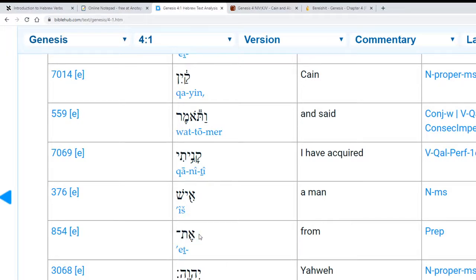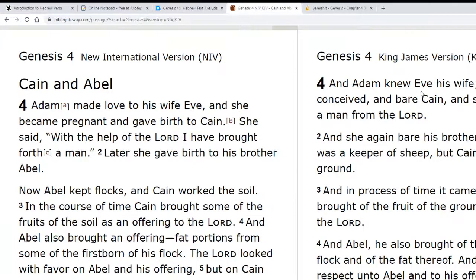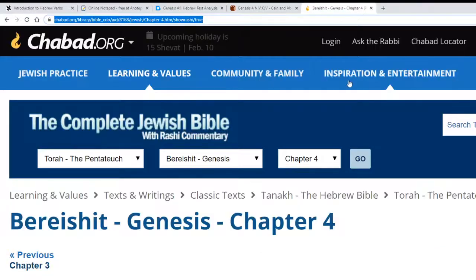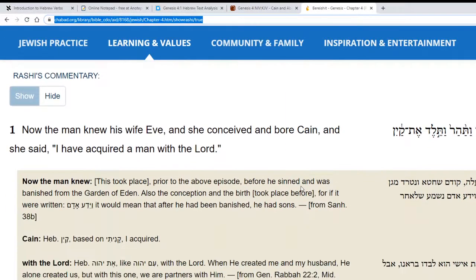Because the direct object marker is sometimes used as "with." Come with me, you can say bo iti, right? Come with me, bo iti. And they're translating that as the preposition "with." I guess I like that better than "from." Yeah, I definitely like that translation, it's better that way. Let's see what Chabad says.